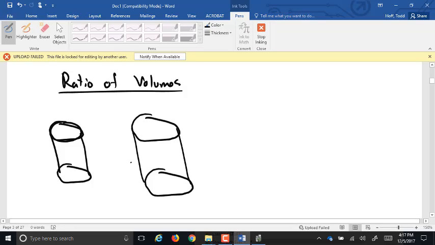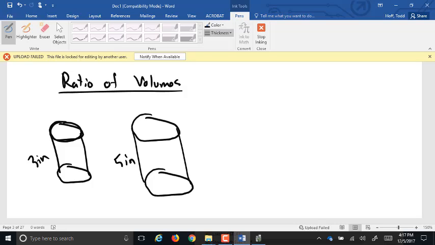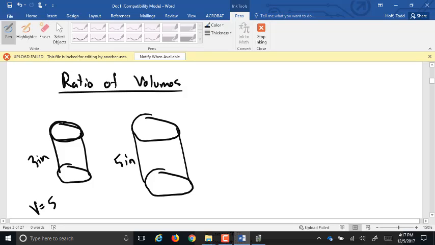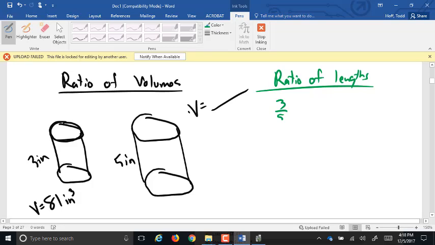So let's say for this one, this goes from being 3 inches up to being 5 inches. And this one here had a volume of, oh, let's say it's 81 inches cubed. What's the volume over here going to be? Well, we start out with our ratio of lengths, which is just the 3 to 5.